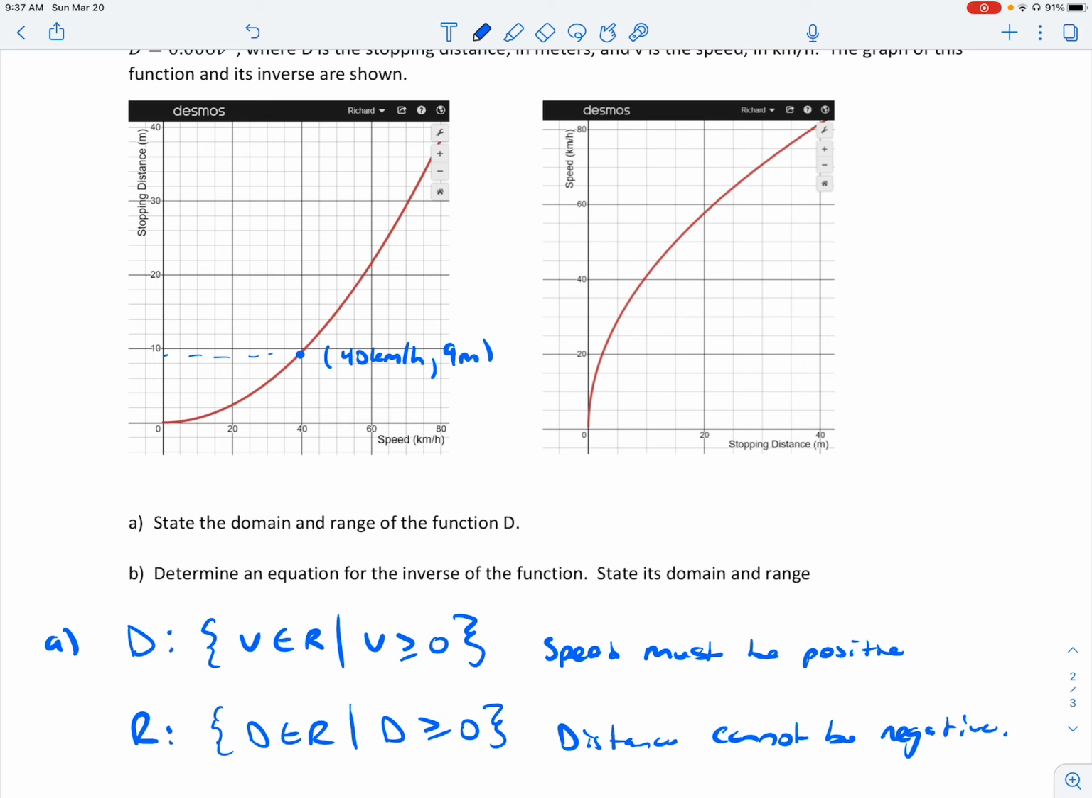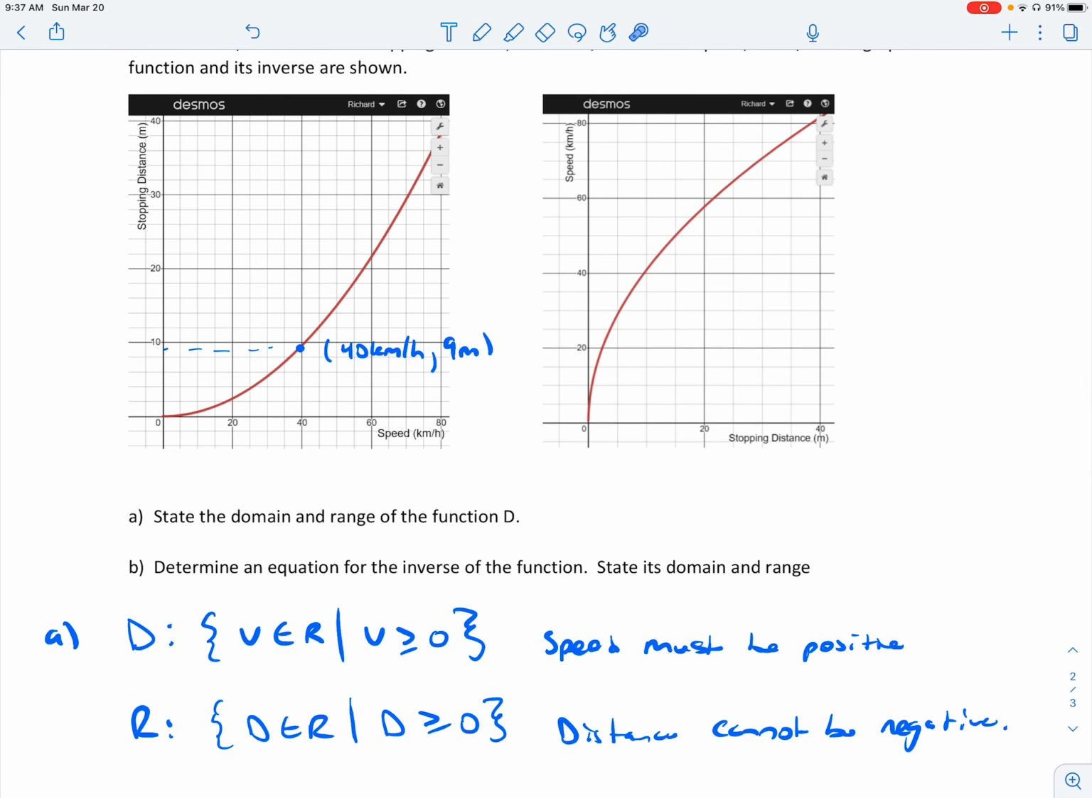Now, when I find the inverse, the way I want it to work is I want it to go 9 meters, 40 kilometers an hour. What I don't want to do is keep the units, so that it says 9 kilometers per hour corresponds with 40 meters stopping distance. That doesn't make sense, so that would be wrong. All I want is to have those switch places, giving us this graph right here, so that the cause and effect still holds true.